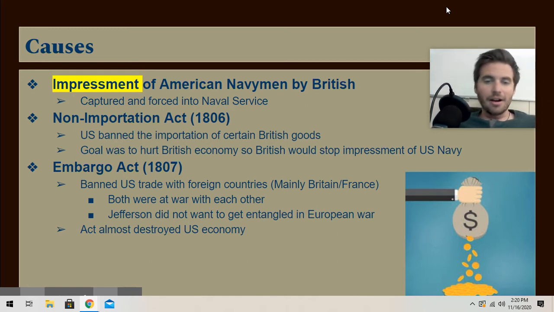Well, the whole thing here is that Jefferson didn't want to get entangled in a European war. Washington had actually warned against that in his farewell address. The reason that this could happen is because they were both at war with each other.